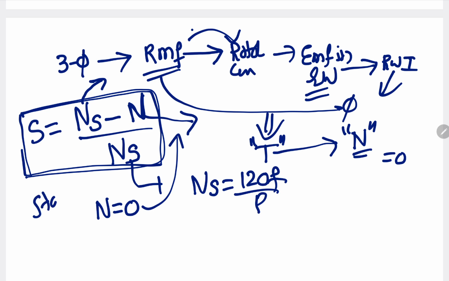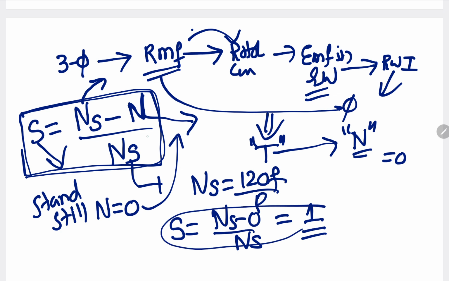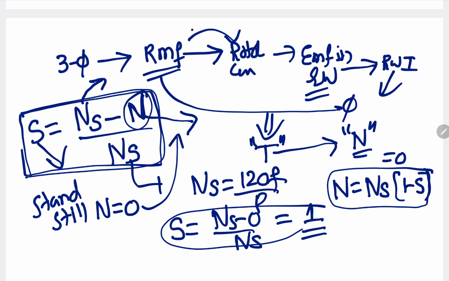This is called standstill condition. At standstill condition, what is the slip value? Let us see. Slip s is equal to (ns minus 0) divided by ns. Then slip is equal to what? 1. So at standstill condition, slip value is 1. And from this formula, if I calculate the n value, I will get n is equal to ns into (1 minus s). This is also a very, very important formula.